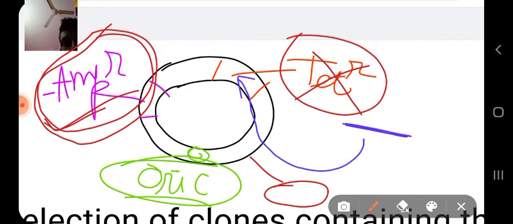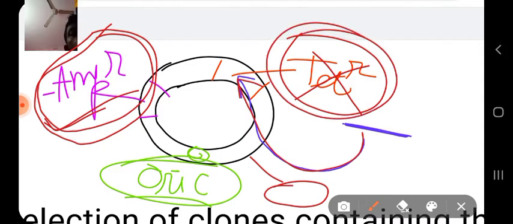So based on this property, we can select our desirable colony of cells that contain our desirable plasmids having our desirable gene. This whole concept is called insertional inactivation, because we insert our desirable gene to inactivate a particular gene carrying antibiotic resistance property.